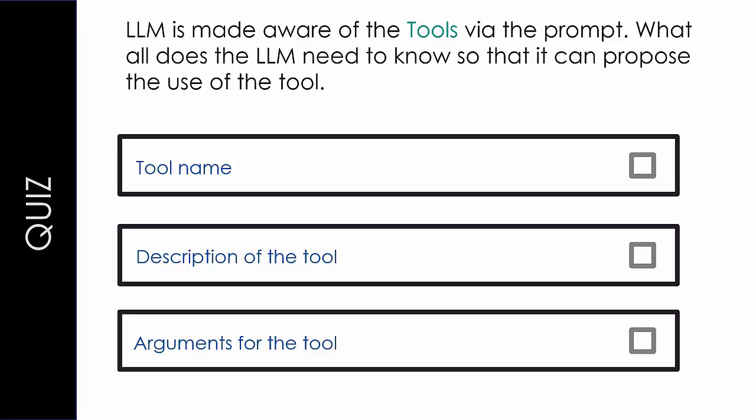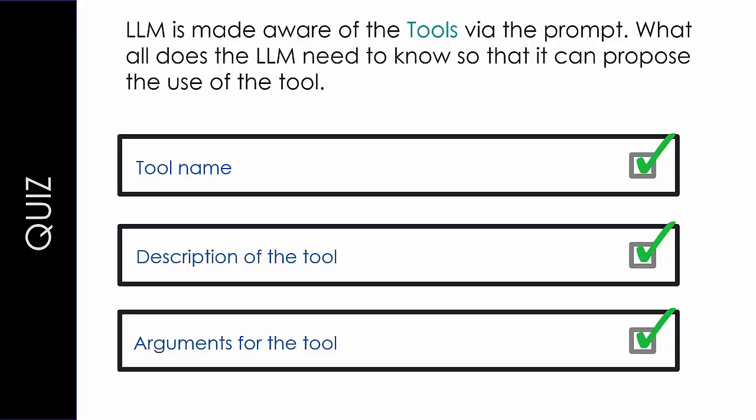What all does the LLM need to know so that it can propose the use of the tool? If you selected all of these, then you are correct. In order to make the LLM aware of the available tools, the agent needs to pass the tool name, description of the tool, and the arguments needed for invoking the tool.